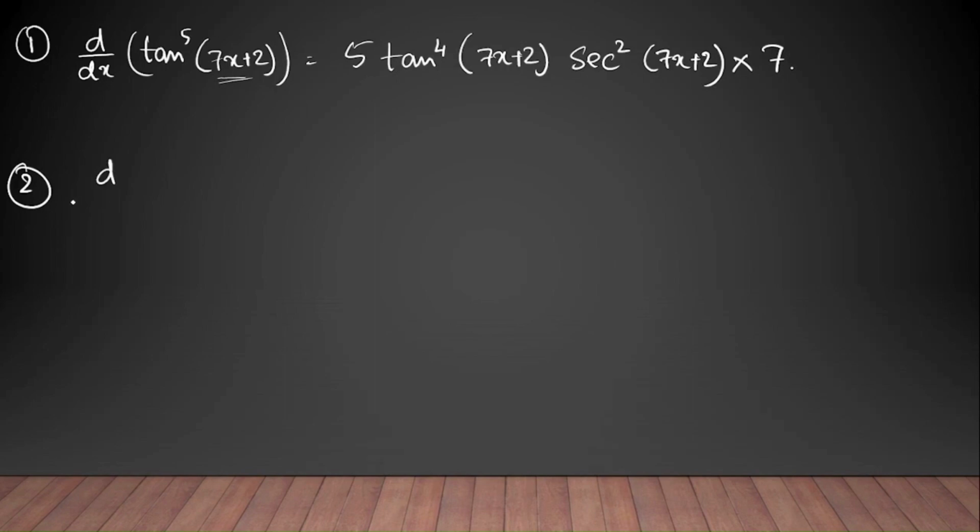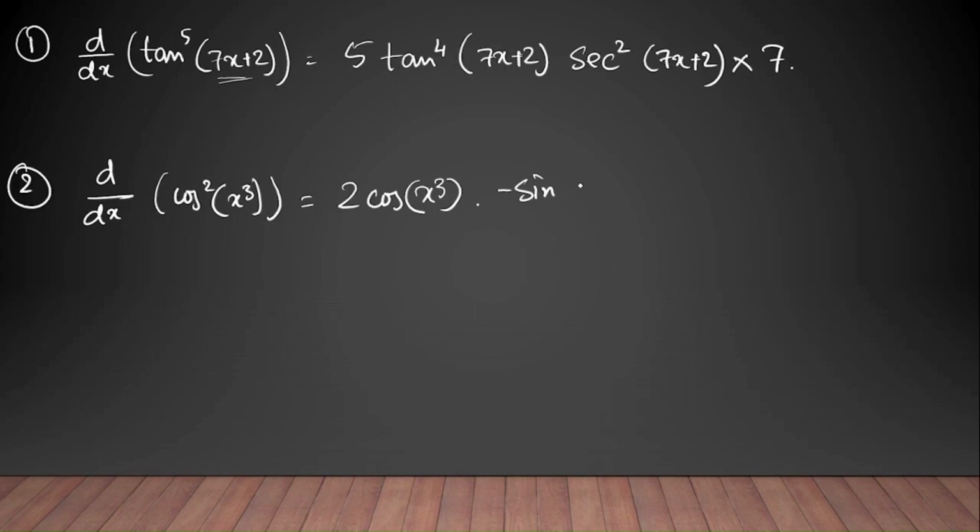Let's go for the next example: d/dx of cos square x cube. First we deal with the power, that is 2, so we write 2 cos x cube. Then we take the derivative of cos x cube, that is minus sin of x cube. After that we take the derivative of x cube, which is 3x square. This is the answer.